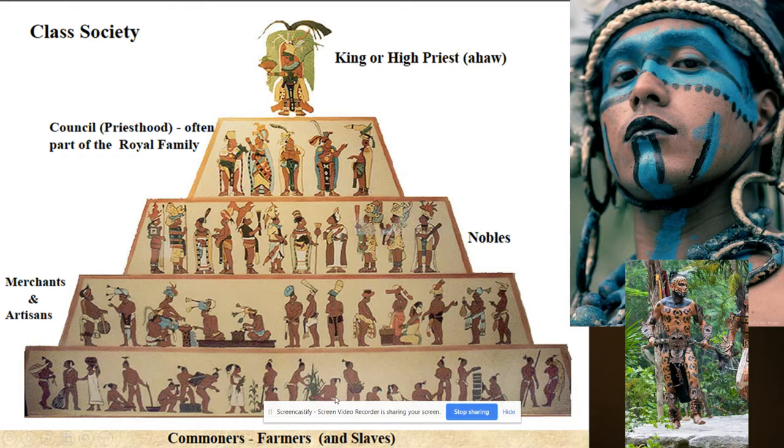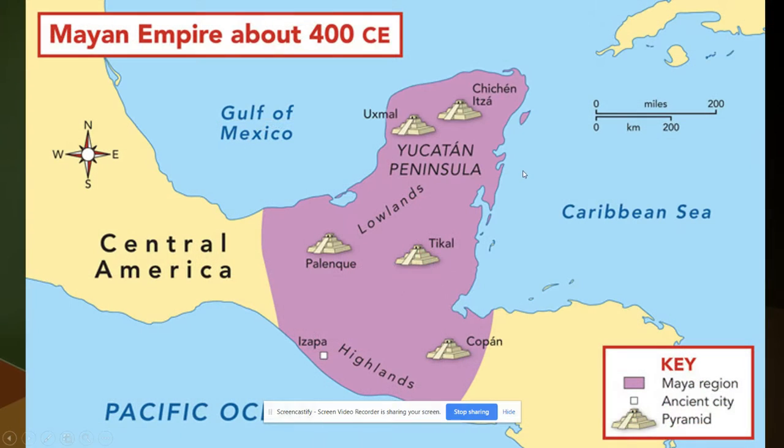So here's the structure as you would see it. You would have your workers at the bottom, merchants and artisans, people who made things and sold things, your nobles, your wealthy landowners, and then the royal family, and then of course the priests at the top. Here's a map of the Mayan area. They start in Guatemala, but eventually they move into the Yucatan Peninsula.